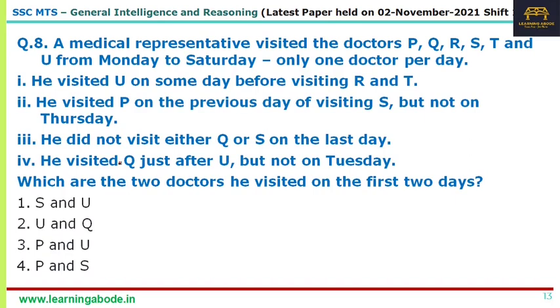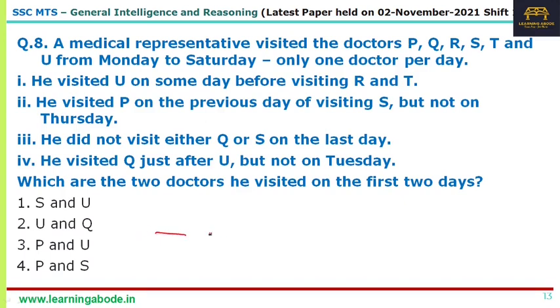Now 8th question, it's another arrangement based question, not exactly a seating arrangement, but more like an arrangement. So you have a medical representative visiting 6 doctors from Monday to Saturday, right? Only 1 doctor per day, and you have 4 statements of information given, and you are asked which 2 doctors he visited on the first 2 days. Whenever you get a question like this, as I have already demonstrated, you should write the given information into a more readable, more understandable format.